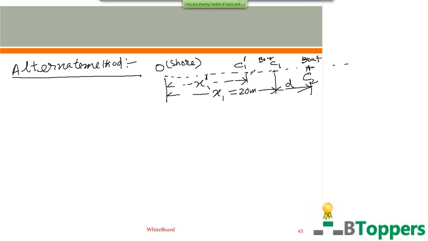When the boy begins to walk on the boat toward the shore, the boat will also begin to move, but in the opposite direction. When the boy stops on the boat, the boat will also stop moving. Let C2 dash denote the new position of the center of mass of the boat. That means the distance between C2 and C2 dash gives you the magnitude of the displacement of the boat, which I denote by S2. The distance between C1 and C1 dash gives you the magnitude of the displacement of the boy, denoted by S1.